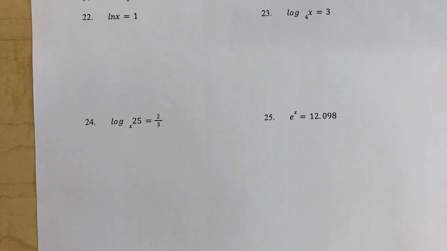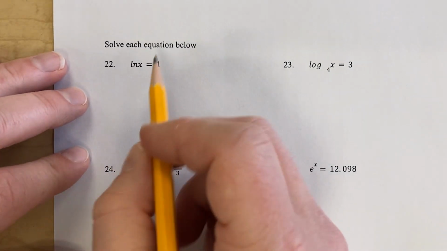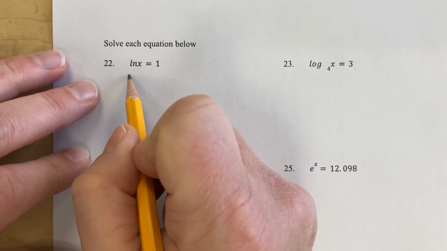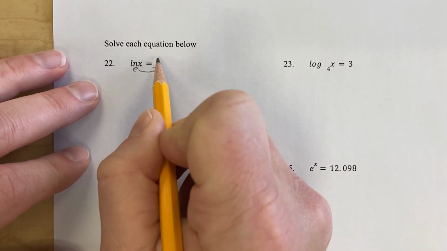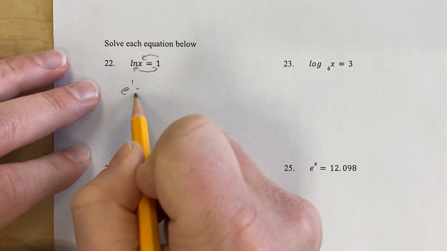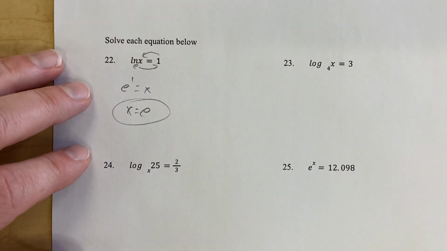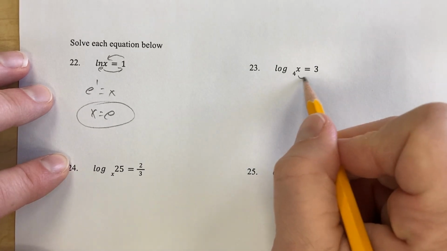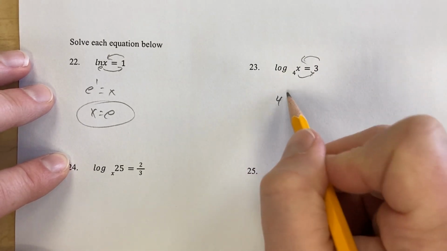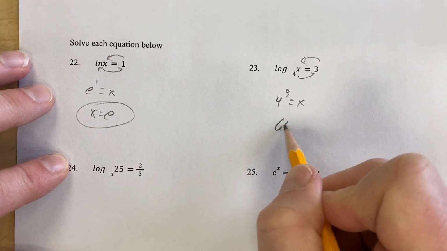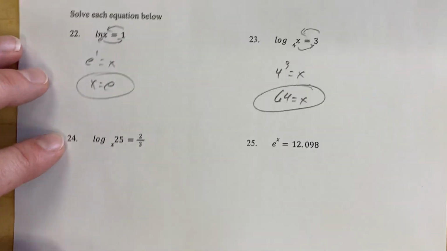Okay. All right, last page deals with logarithms. So remember, ln, natural log, that's a log base e. So if we want to kind of undo this, we'd have e to the first equals x, so x just equals the number e. That's all we're doing for that. Same thing here, we're going to undo this. So 4 to the third power equals x, so I get 64 equal to x there.